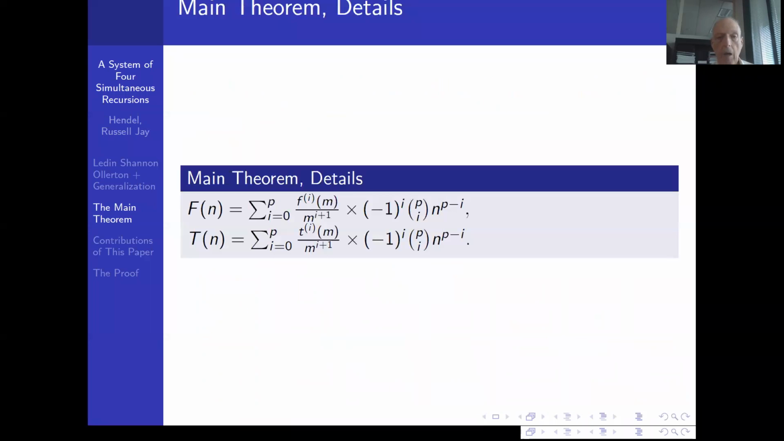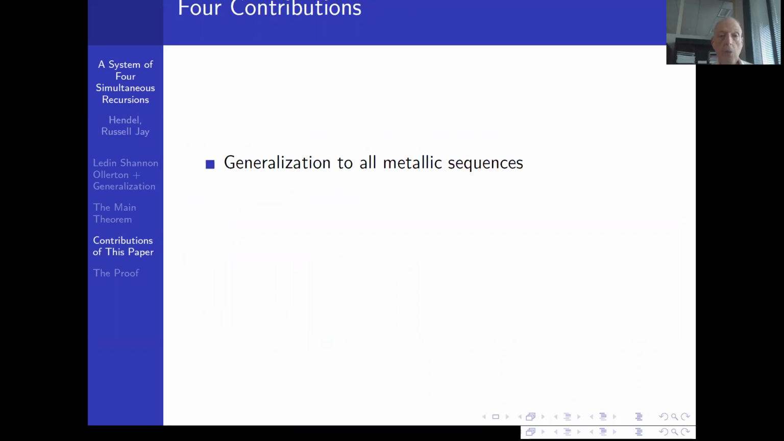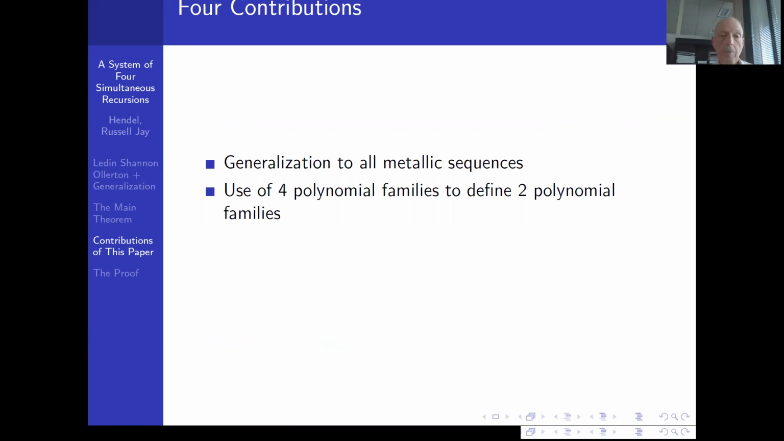Okay, so I've shown you the examples and shown you the generalization. I just want to state what I've done that Leiden and Shannon Overton did not yet do. First of all, I'm generalizing it to all the metallic sequences. Shannon and Overton at most went to the Fibonacci numbers. I'm going to all of them.